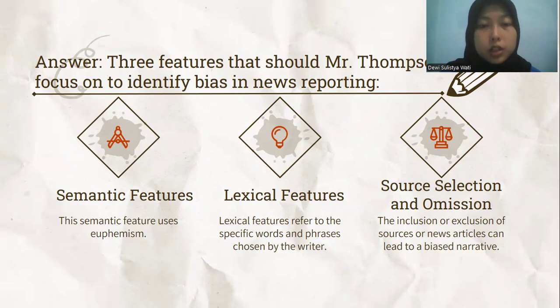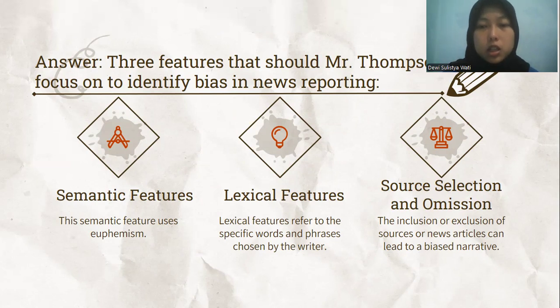The next is lexical features. Lexical features refer to the specific words and phrases chosen by the writer. These features are important to note when identifying bias in news reporting. For example, the use of words that aim to evoke emotions such as anger, insecurity, crime, and persecution, and so on, are applied to events with a certain point of view. By focusing on this feature, Mr. Thompson can identify what indicates bias and shapes public opinions.